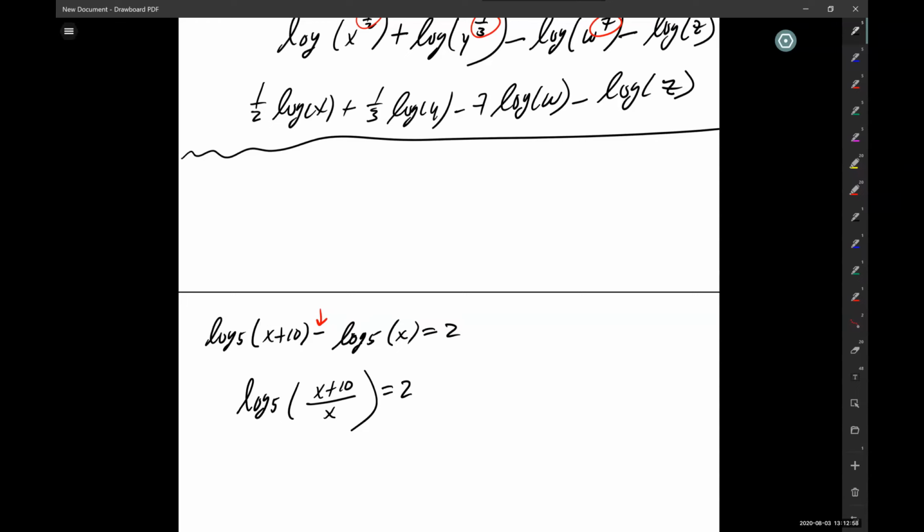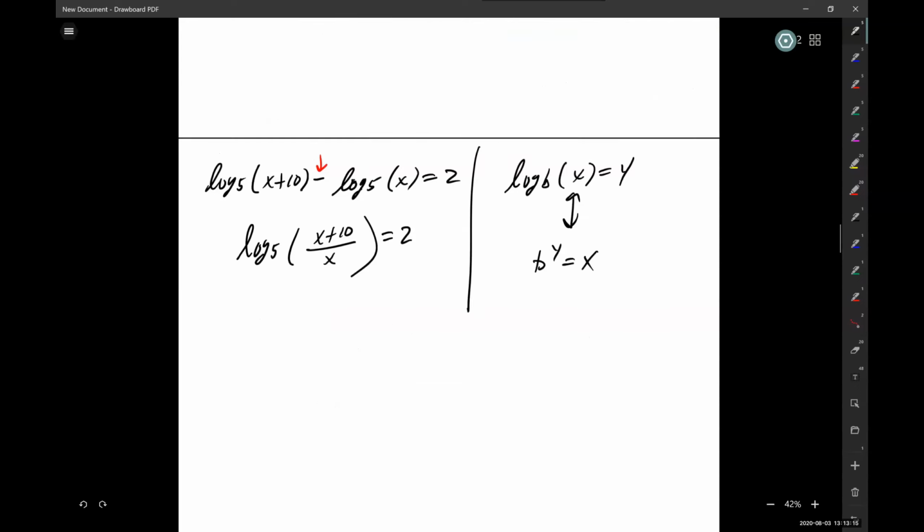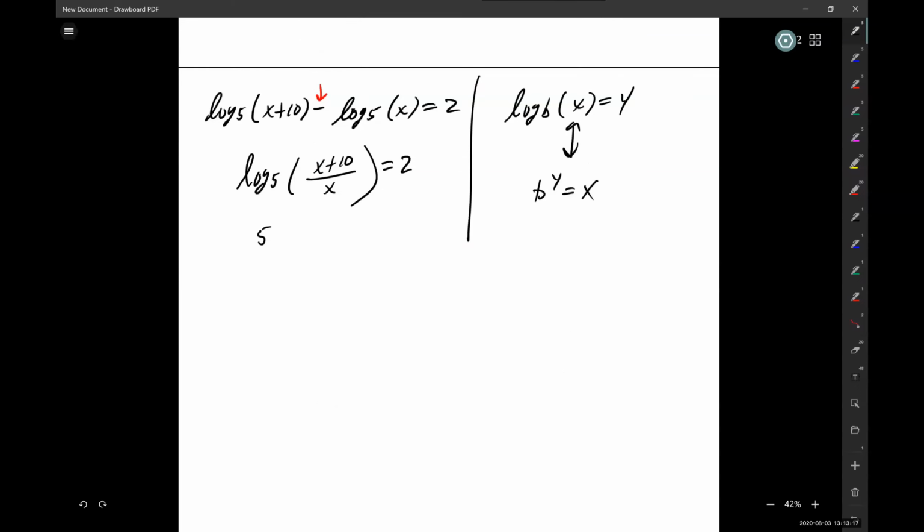What's our next step? In general, if I have the log base b of x equals y, we can always rewrite that in exponent form as b to the y equals x. And that's how I'm going to work this out. So I'm going to rewrite this as 5 to the 2 is equal to x plus 10 over x.